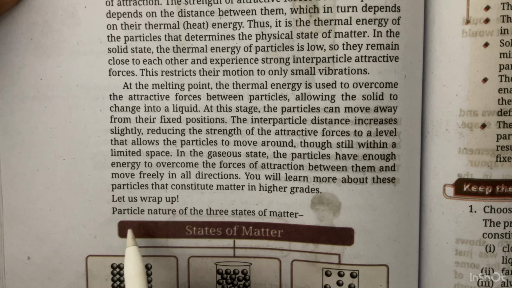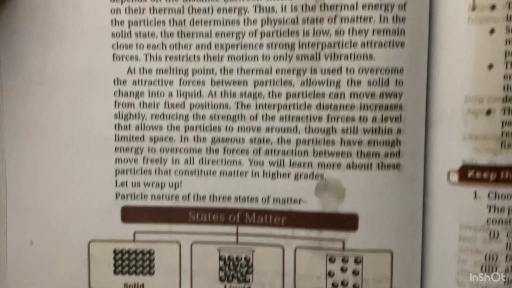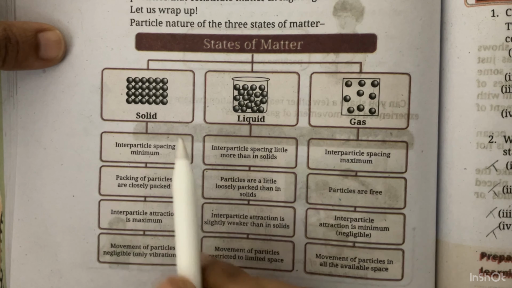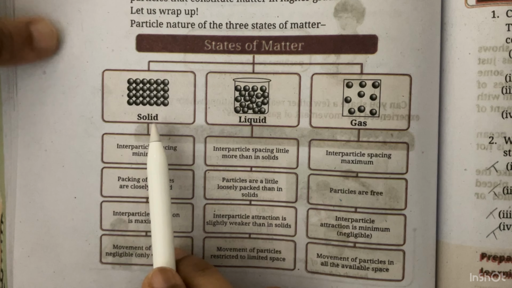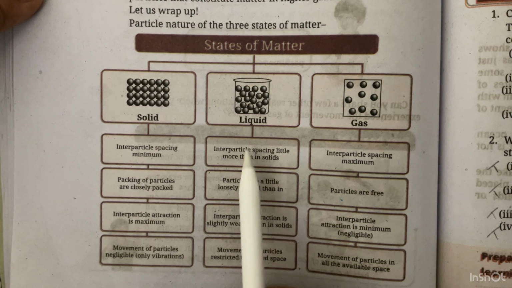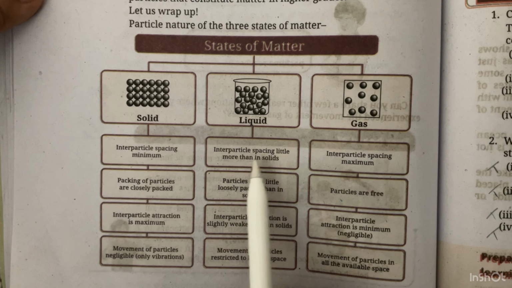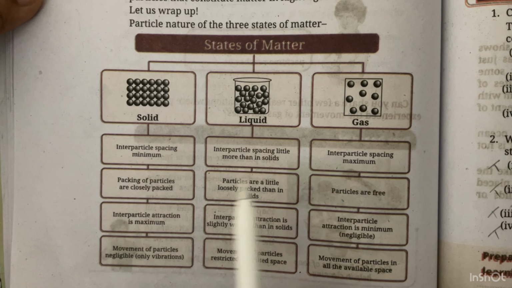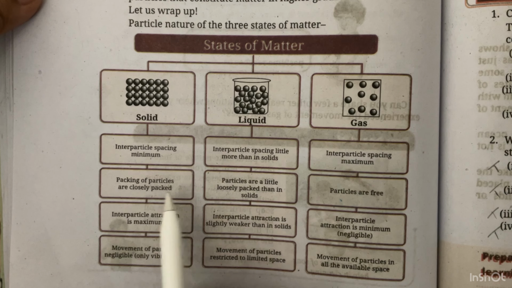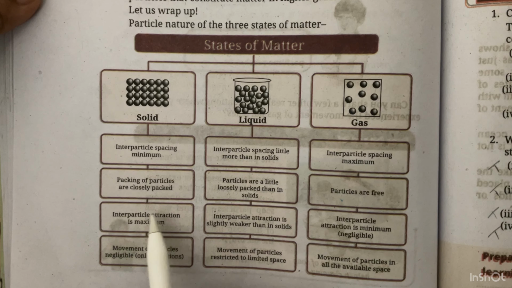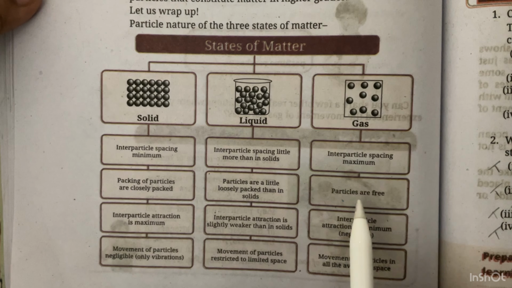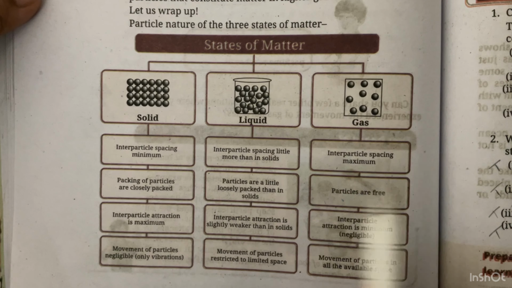Now let us summarize the particle nature of the three states of matter that we have studied in this chapter: solid, liquid and gas. In a solid, interparticle spacing is very minimum, in a liquid the space is a little more than in a solid, and the space is maximum in a gas. In a solid, particles are very closely packed, in a liquid they are loosely packed, and in a gas the particles are free.